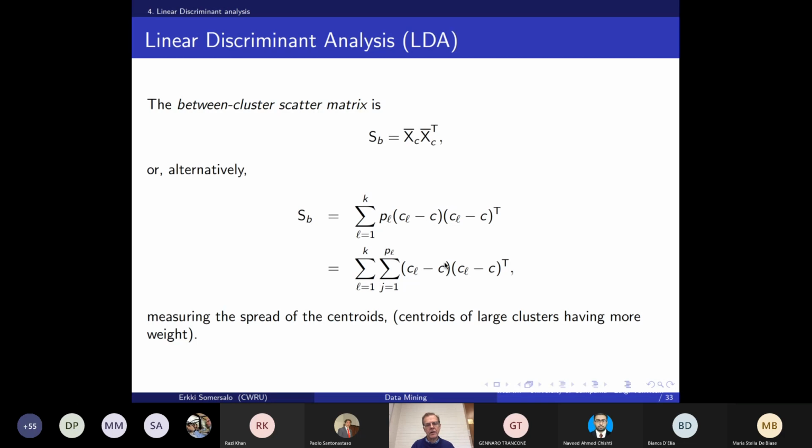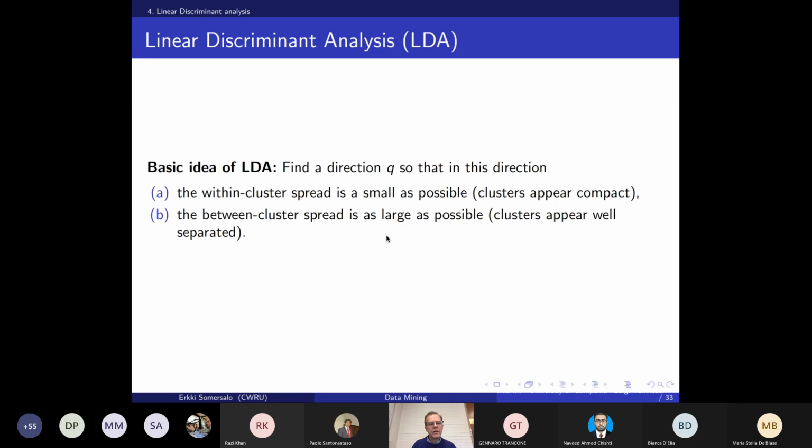Or if you want, you can calculate this between cluster scatter matrix taking these cl minus c's as individual points, which are sort of replacing the original points in the data set. So this scatter matrix is measuring the spread of the centroids. And as I said, centroids with large clusters have more weight, because this pl in that case is large. So if you have a huge cloud, then that huge cloud has more weight in the calculation of the spread matrix. Okay, so what could be the goal now?